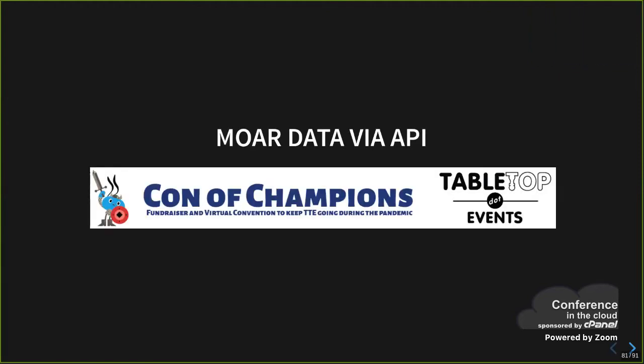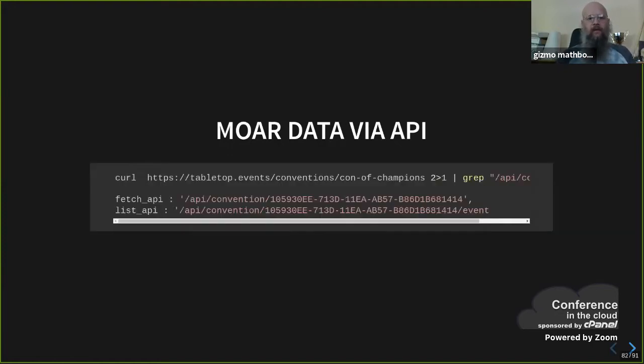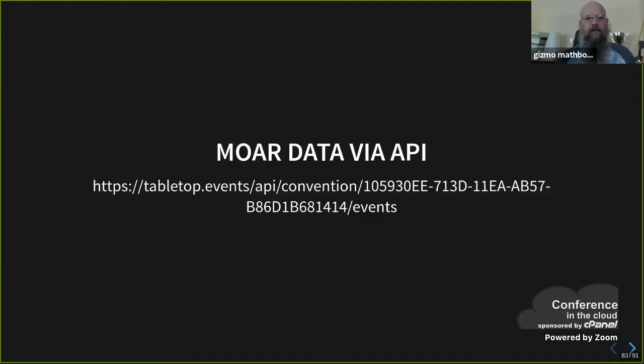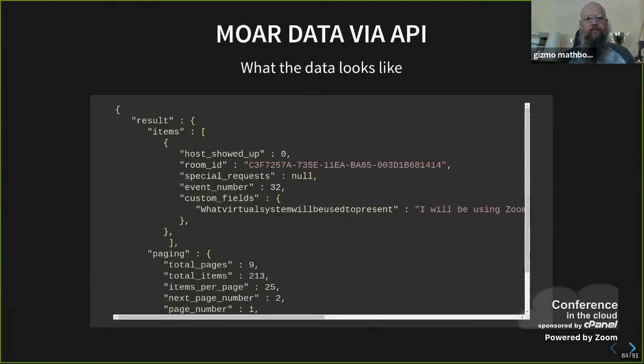For this example I'm going to use the Con of Champions event, whose goal was to do gaming and raise funds to help TTE survive the COVID-19 pandemic, because in-person conventions were like dead for a while. With some Unix command line stuff, we can find the convention ID from the calls the website makes itself to create and maintain the website. Now with this ID, we can just browse to a web page and see what we can see.